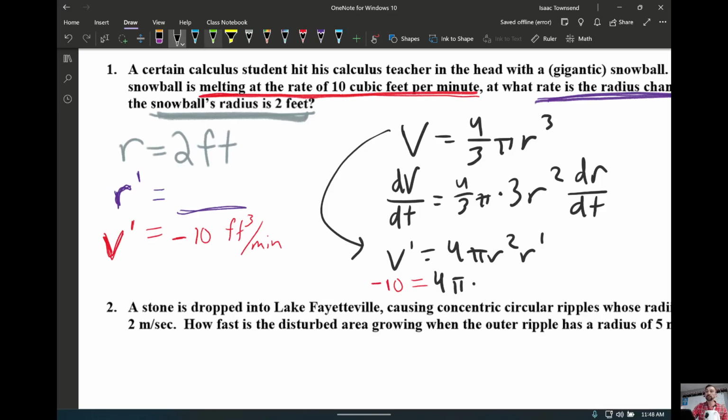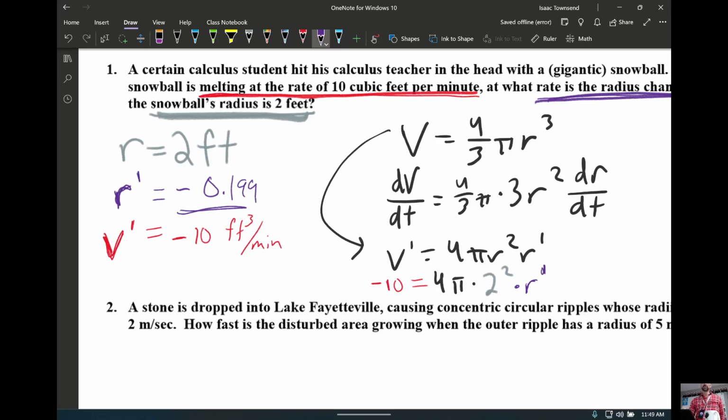R represents the radius. The radius is 2 feet, make it squared. And then the rate the radius is changing, r prime, that's what we're trying to solve for in this question. So if you plug in all your given information and the only thing missing is the thing you're interested in, then you're basically done. So you'd go to your calculator and do negative 10 divided by the 4, the pi, and another 4, and that gives you negative 0.199.